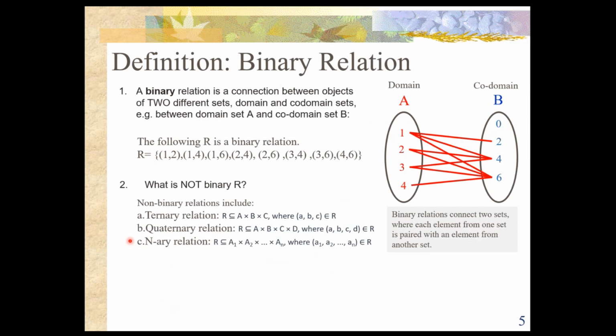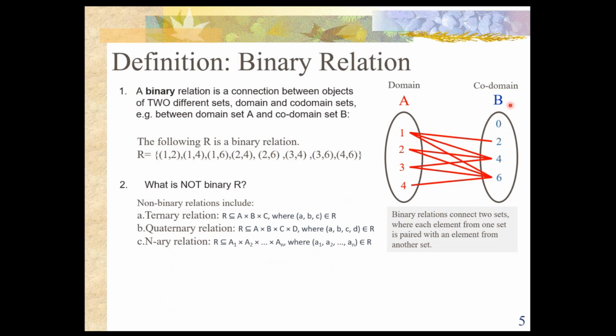So, what is binary relation? We have discussed the definition of relation in set. But what is binary relation? Binary relation is a relation that connects objects of two different sets. How many sets do we have here? Two sets, which are A and B.